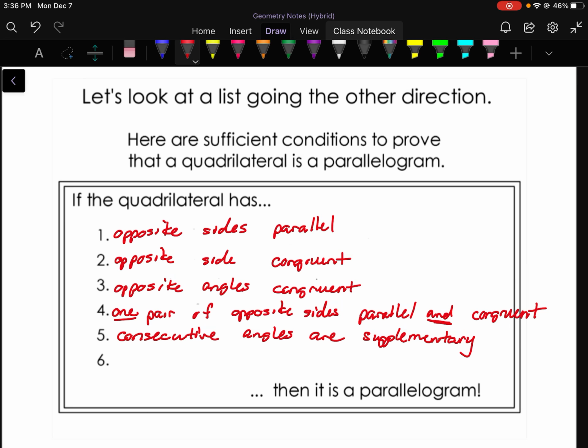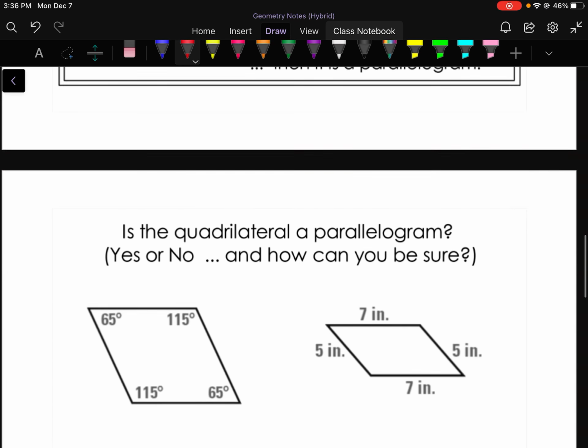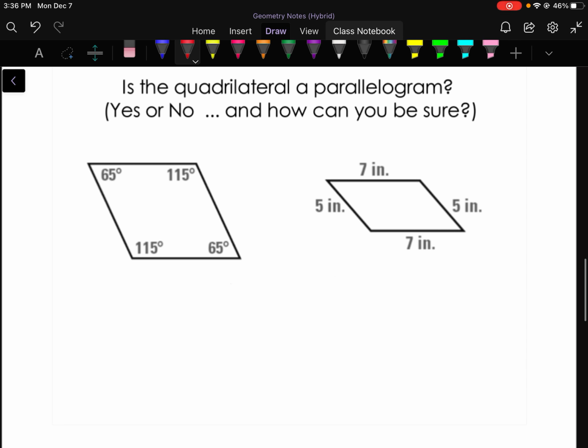And the last one, if we have diagonals that bisect each other, then we have a parallelogram. So we have 6 ways to prove that a figure is a parallelogram. So let's just go down below here. Is it a parallelogram? Yes or no? And then we got to list one of those 6 reasons as if it is.